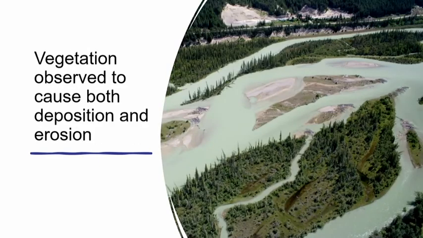But in recent experiments and in field observations, vegetation has been observed to cause both deposition and erosion. And so a question that everyone is asking is, what does vegetation actually do? Does it really cause deposition, as we often assume?